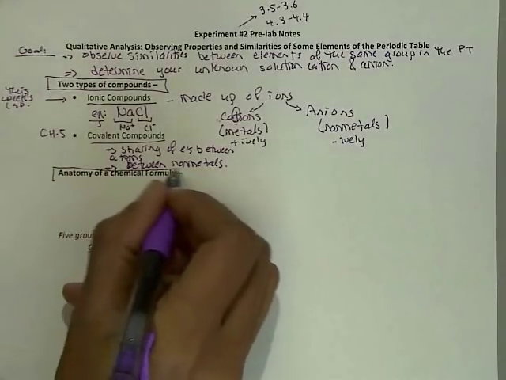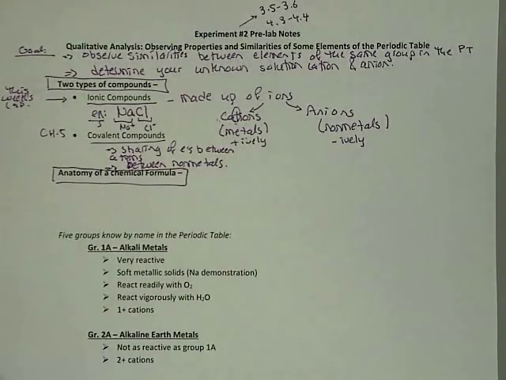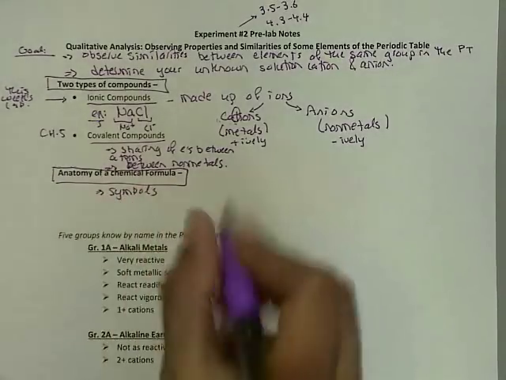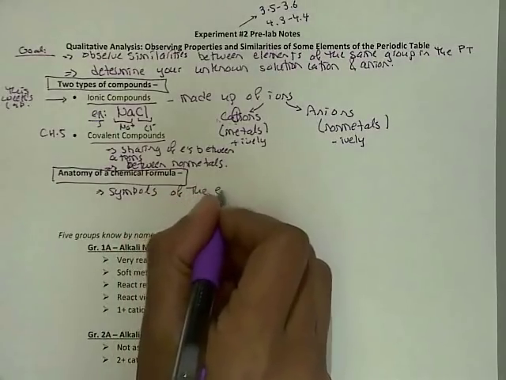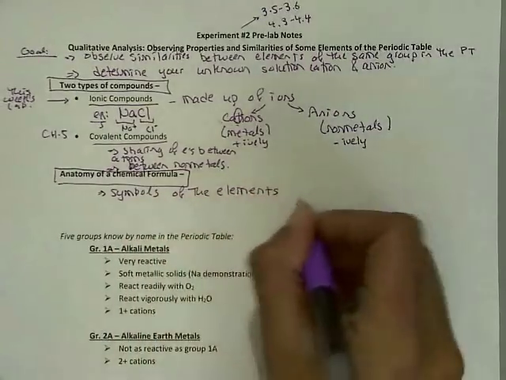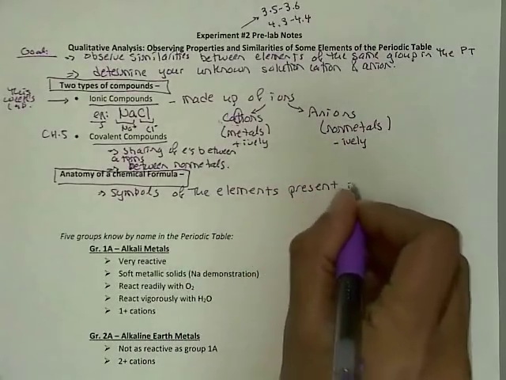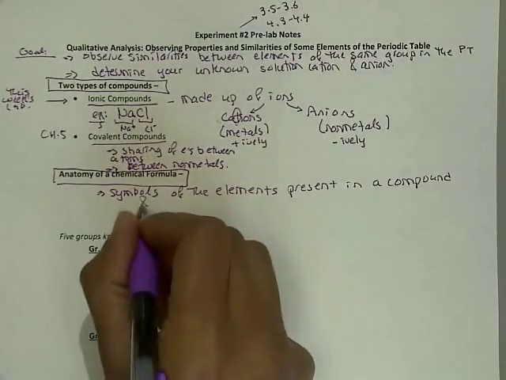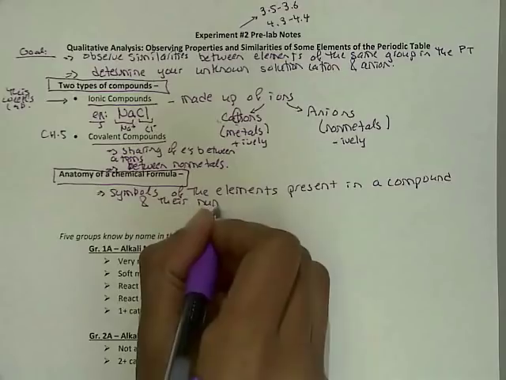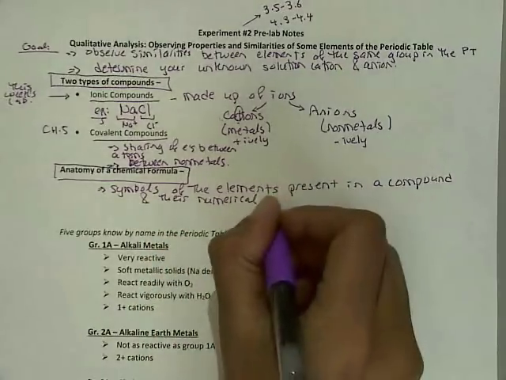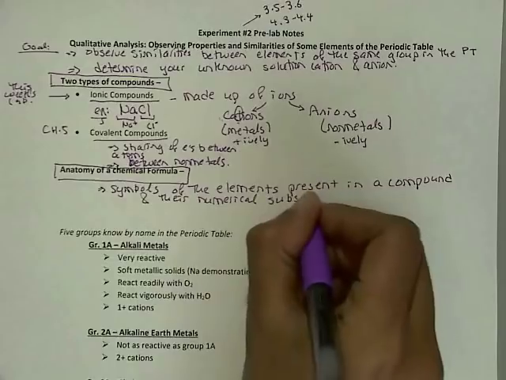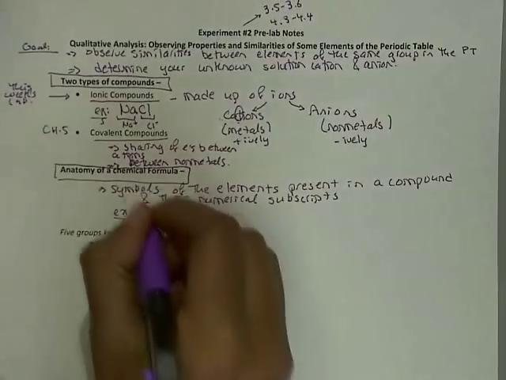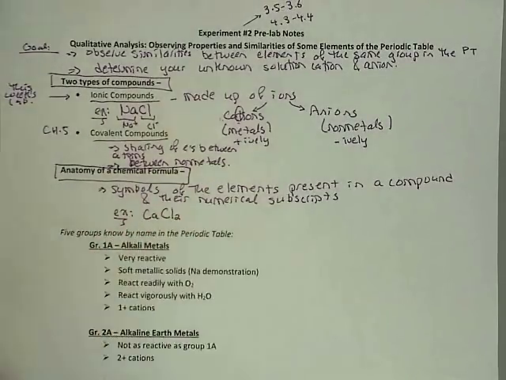Now, let's go over the anatomy of a chemical formula. What does a chemical formula actually stand for? In a chemical formula, you have the symbols of the elements present in a compound, and you also have their numerical subscripts. An example of that is calcium chloride.